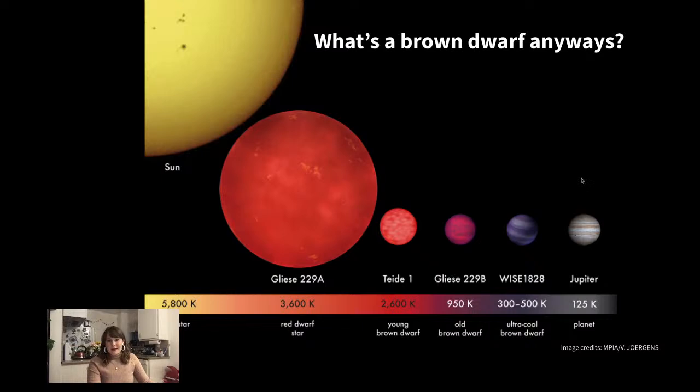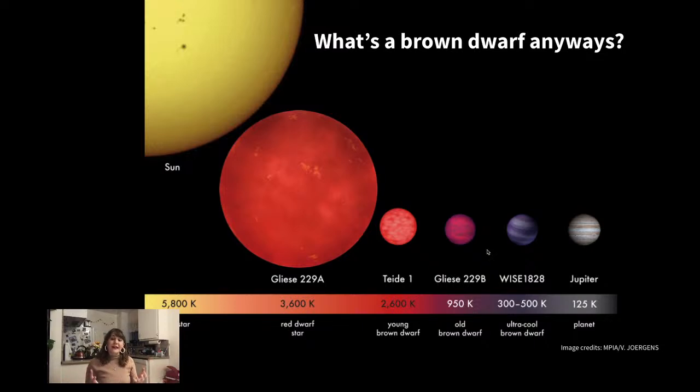So what's a brown dwarf anyways? I mentioned them and I said we'd talk about it. So brown dwarfs are the in-between between planets and stars. So if we've got red dwarf stars being the smallest, lowest mass stars, then Jupiter being the biggest of the planets, basically, in between all of this is what we call a brown dwarf.